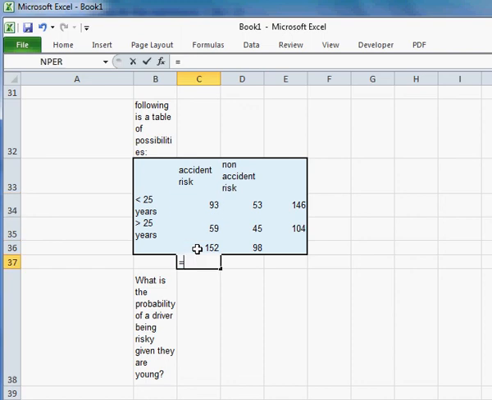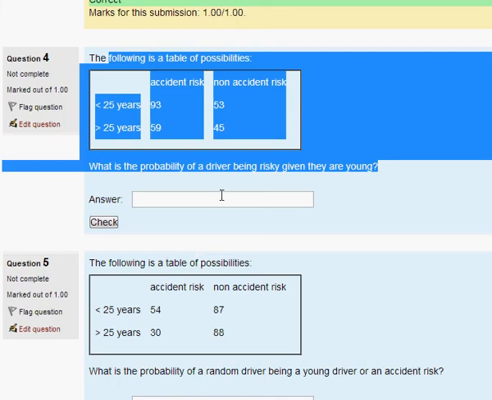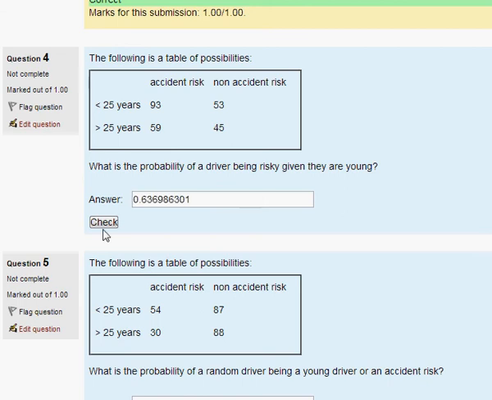So we've got 93. And that's out of a total sample of 146 young drivers. So if we're assuming young, we're restricting our sample to 146 drivers, 93 of which were accident risks, making this our total probability. We can check that.